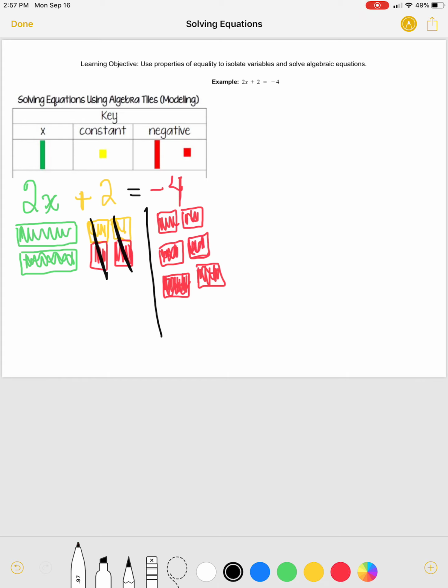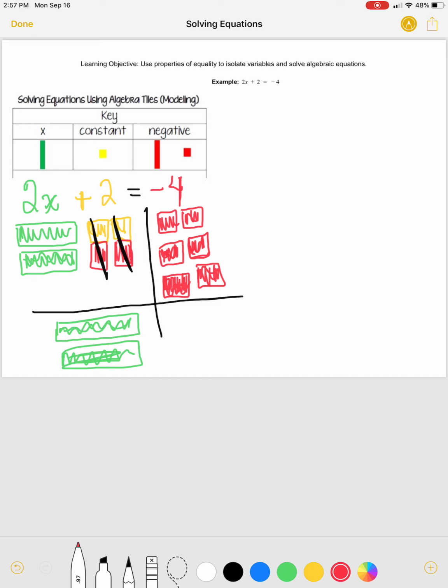Now, in order to see what I just did, I want to rewrite what I have left over. So now I still have those 2 x's, which equals, now if I look at this, I can clearly see that I have 6 tiles left over, but my job is to figure out how much does 1x equal. I have 2x, but how much does 1 equal?